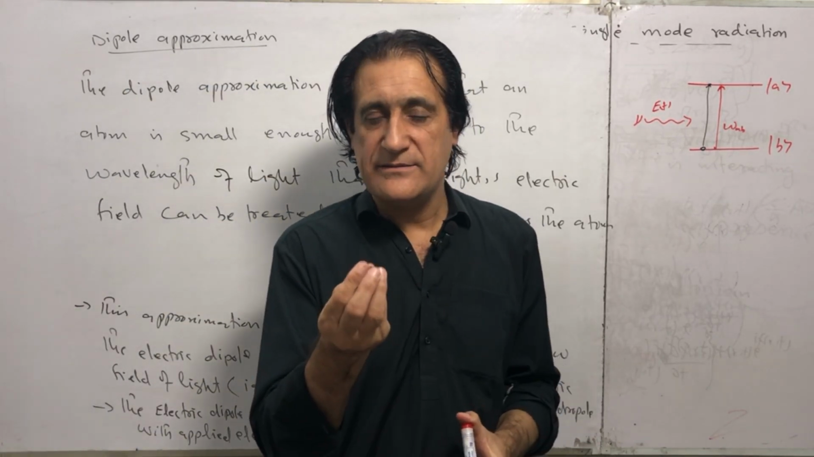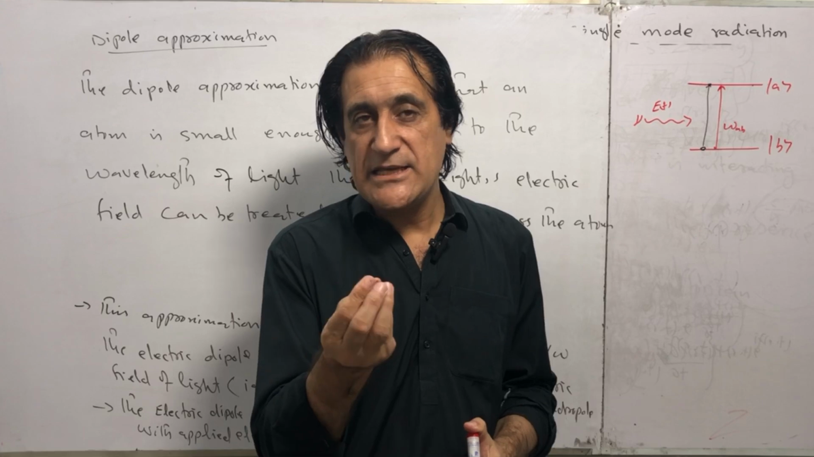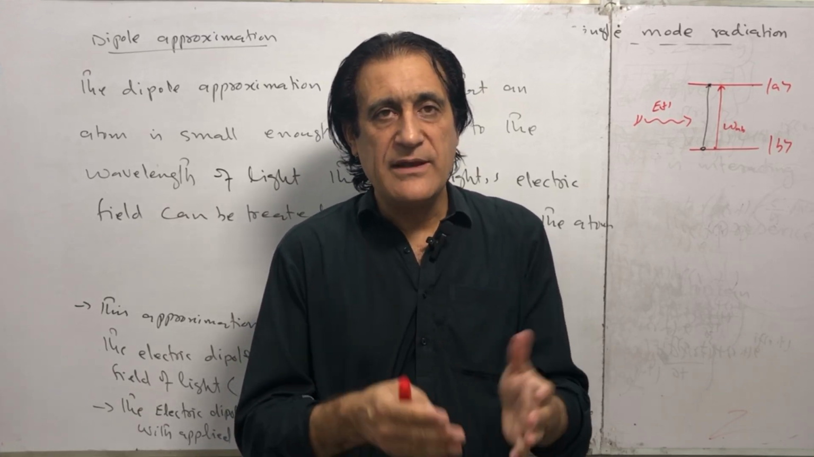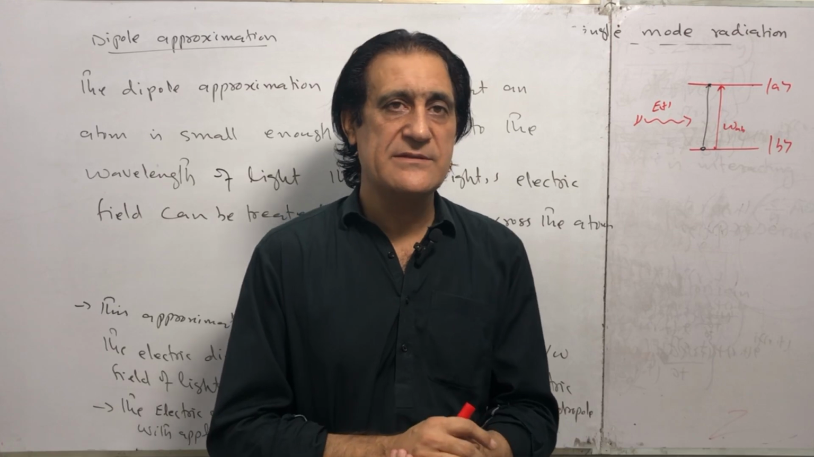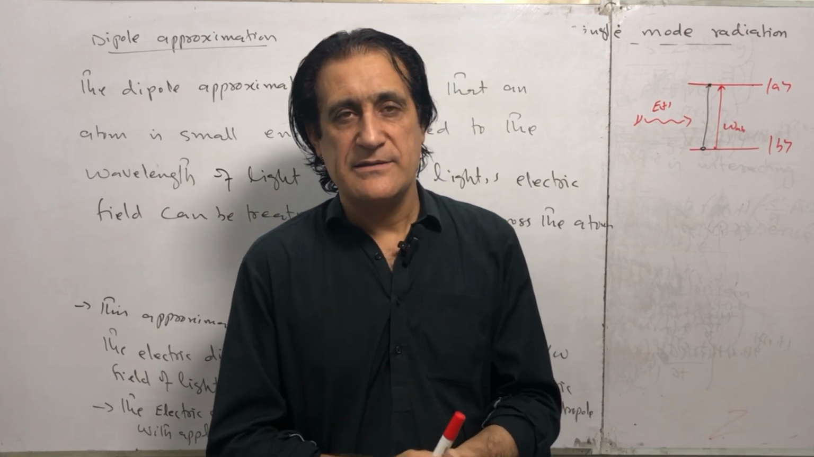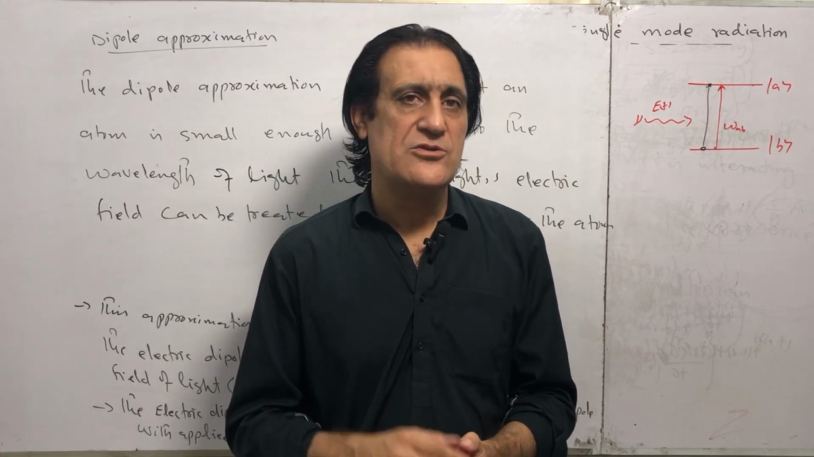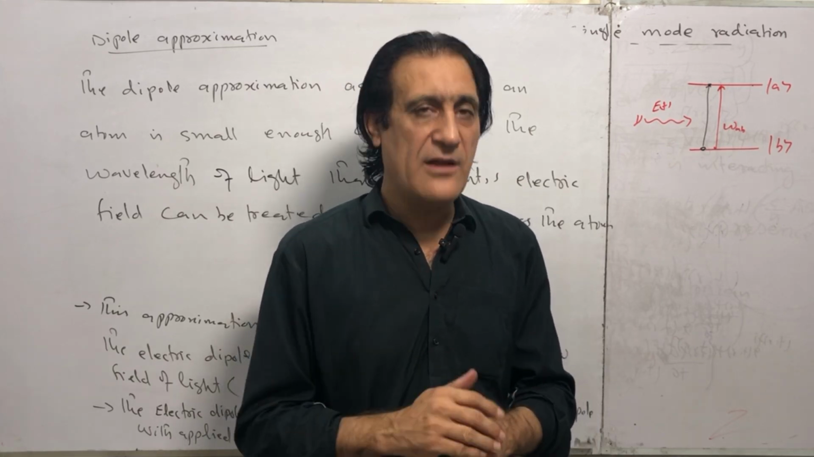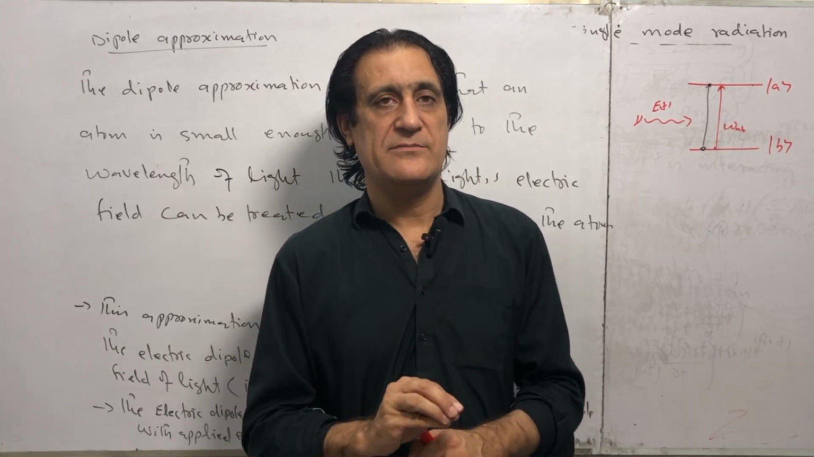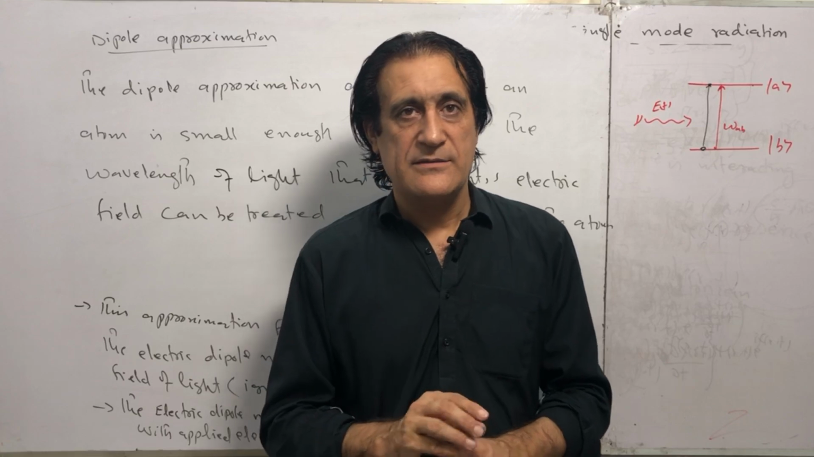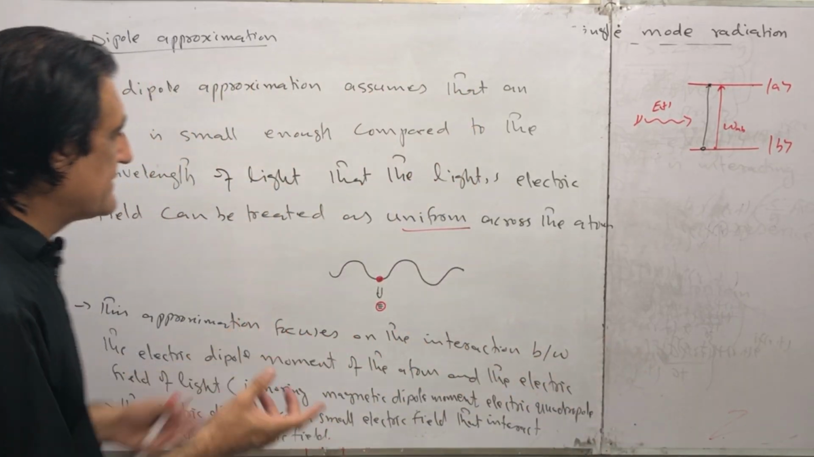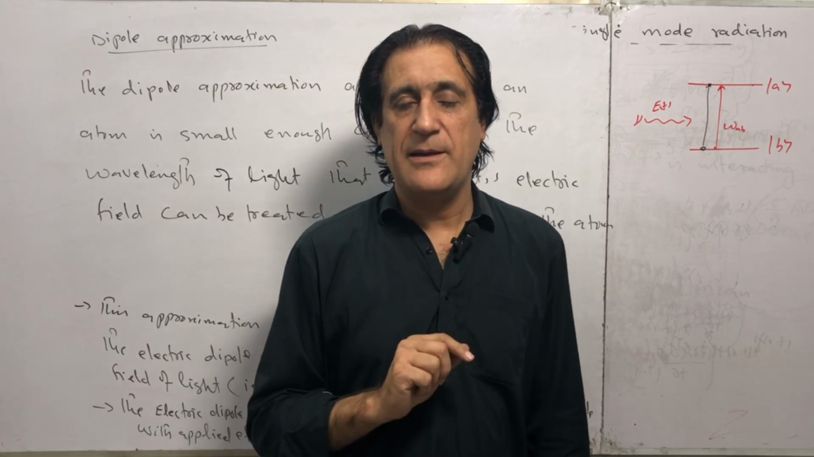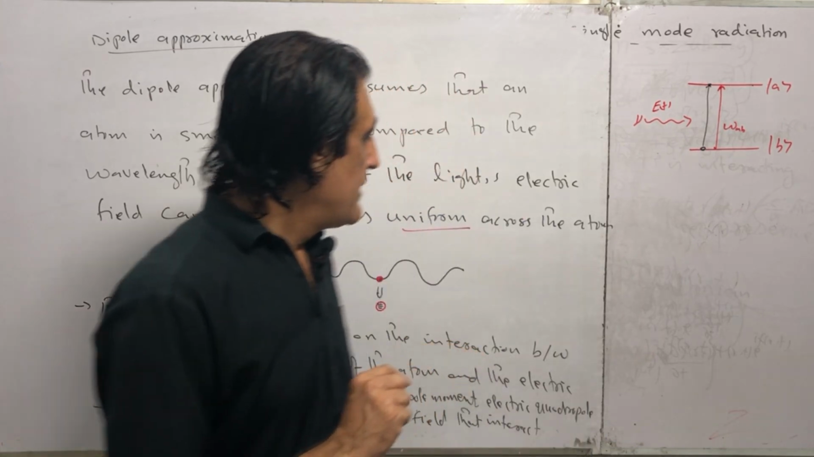You know, the atom size is on the order of 10 to the power minus 10 meters. And the wavelength, if we consider visible light, is in nanometers. So it means that the wavelength of light is large compared to the atomic size. Then the point is how this atom interacts with the applied field.